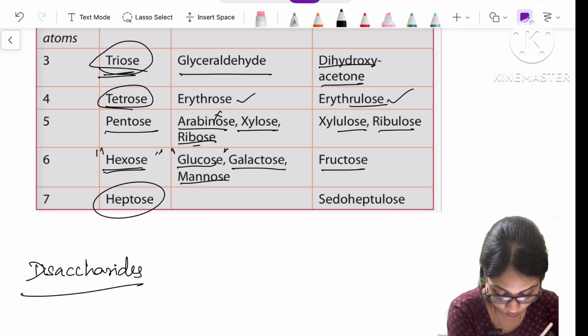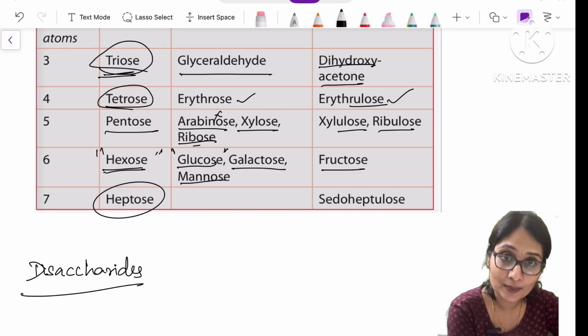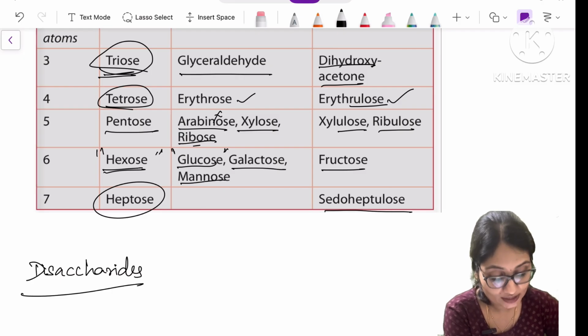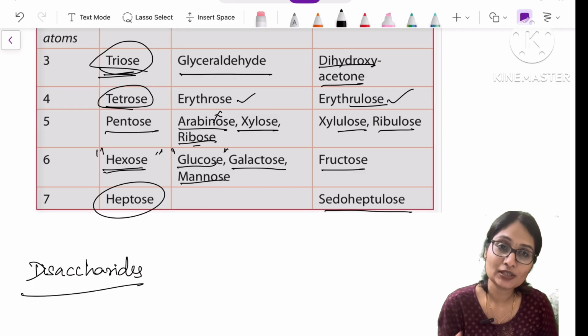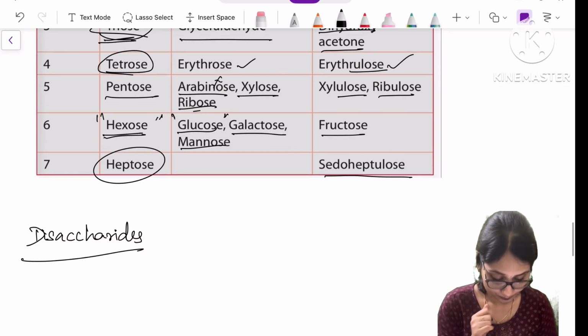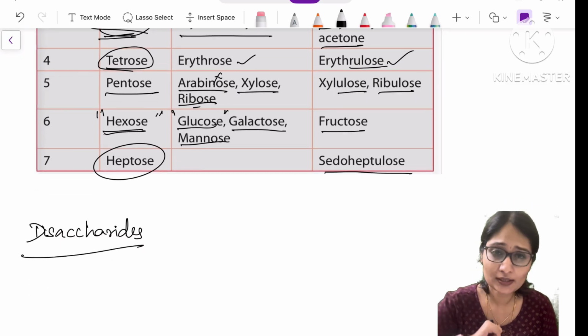And heptose is when there are 7 carbon moieties, and we do not have an aldo derivative. The keto derivative is called pseudoheptadose. So this is in short about what a carbohydrate is, the classification of carbohydrates, and the classification of monosaccharides. Okay, so moving on to disaccharides.